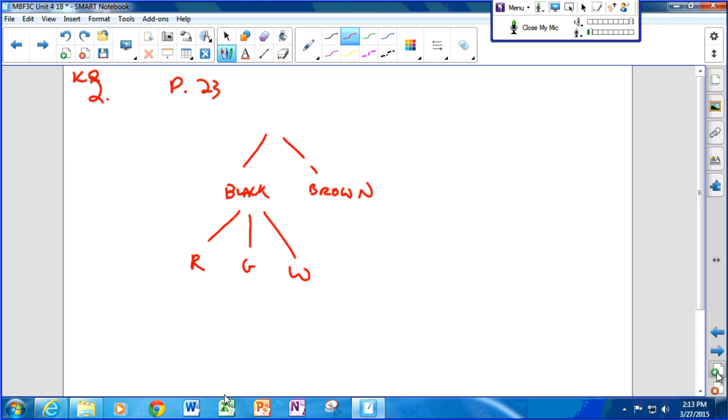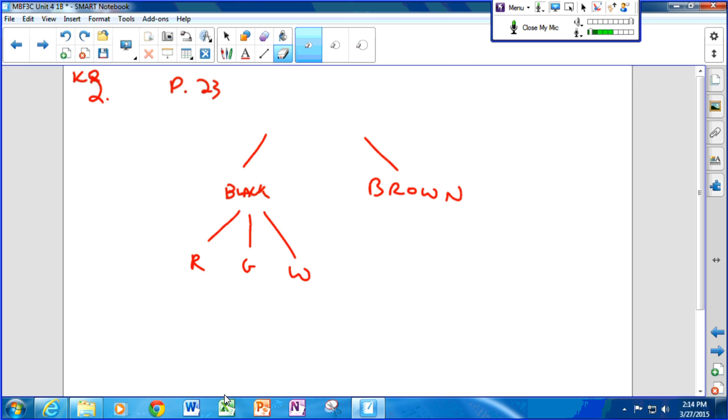Anyway, I'm just going to move this part of the tree over a little bit just to give us a bit more room. Okay, so remember, these are the pants up here, and these are the shirts.